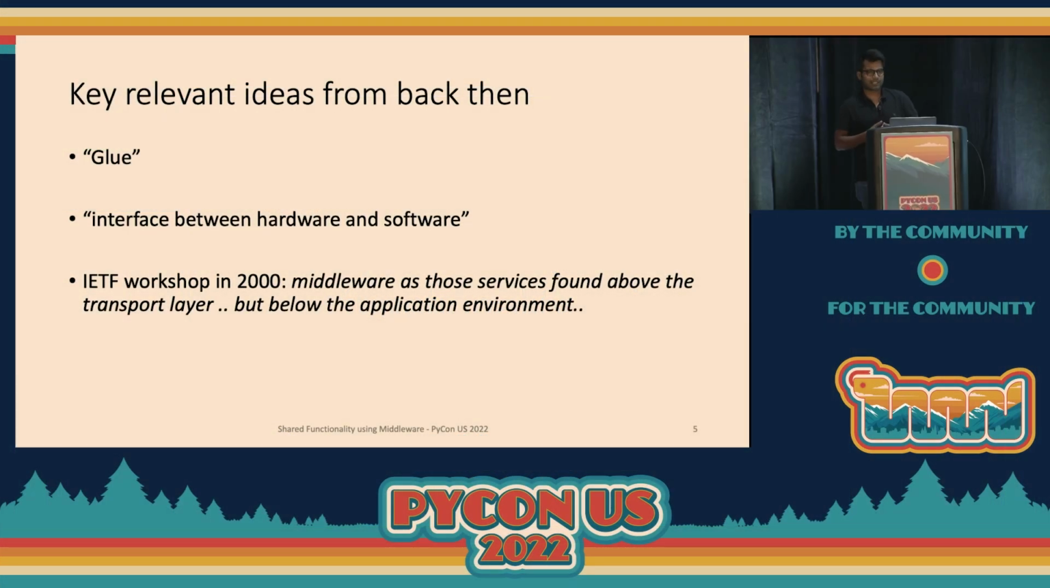Usage of the term in the previous slide is quite different from what we are going to discuss today. Some of the key ideas that I found from back then that really resonated with me and that express the essence of what middleware is are terms like glue. It's an interface between hardware found above the transport layer but below the application environment. I can't really exactly express why, but somewhere those terms give me the essence of what we truly use middleware for today. Of course, we're not talking about hardware, but generally just as a glue between different parts of our application.